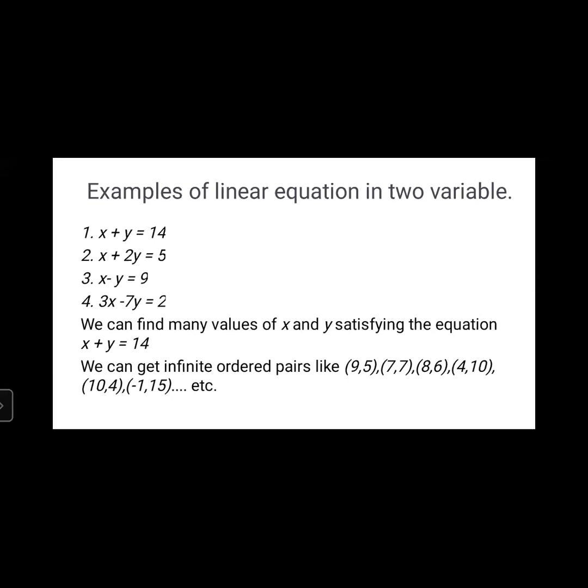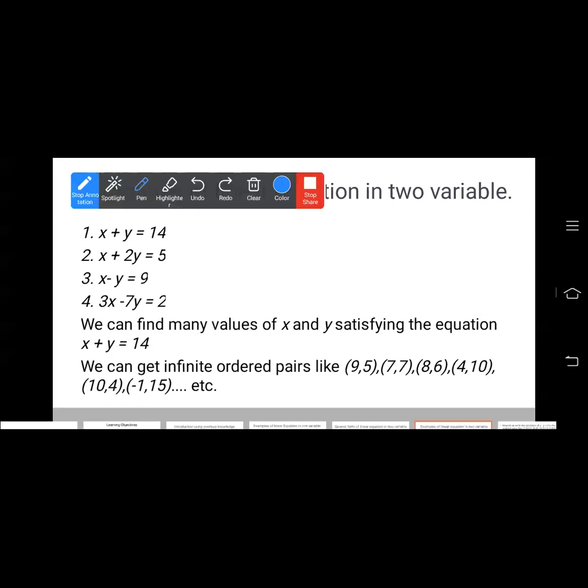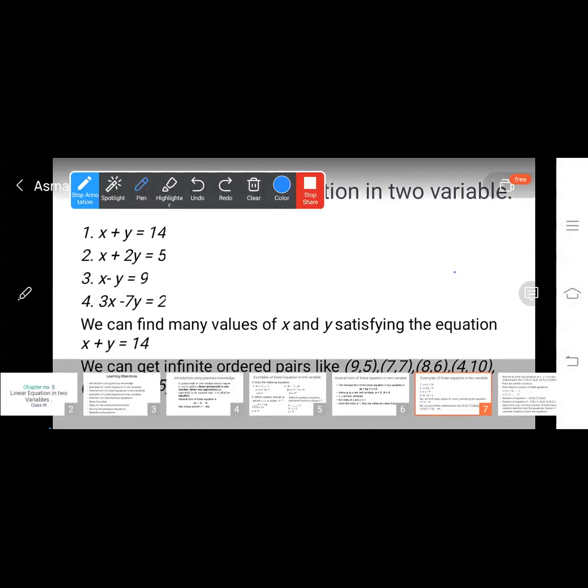Now we will see some different methods of finding the solution of linear equations in two variables. This is one kind of different method. You can see here, to find two numbers whose sum is 14. This is one kind of equation where you can find x plus y is equal to 14. So this is our equation.